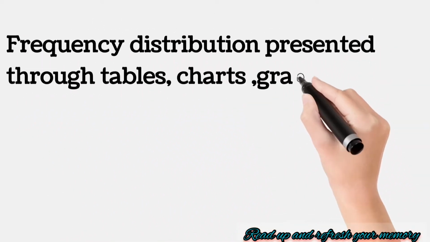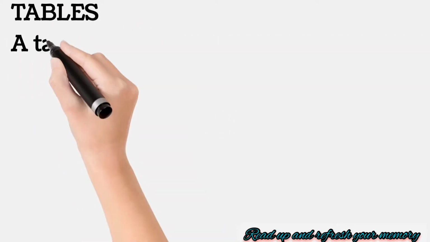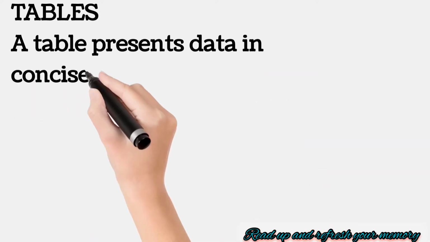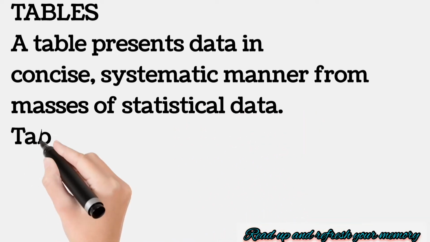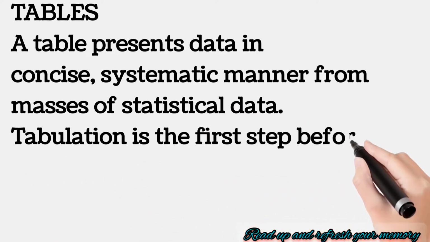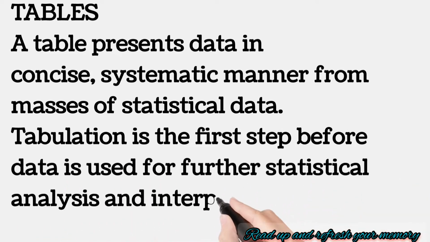Let us see about tables, general principles of tabulation, and parts of a table. Tables. A table presents data in a concise, systematic manner from masses of statistical data. It gives a lot of information clearly and in few words, in an organized manner, from a large number of data. Tabulation is the first step before data is used for further statistical analysis and interpretation. Analysis means examination, interpretation means explanation. Before going to examination and explanation, tabulation is the first part.